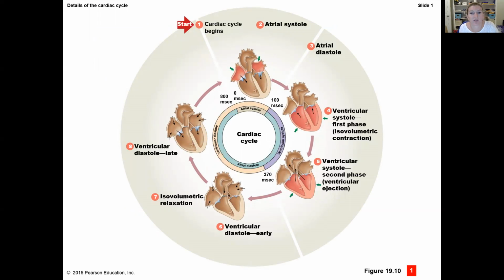I love this diagram. If you're having trouble figuring things out, study this diagram, stare at it, see if you can explain what's going on in each phase. So when our cardiac cycle begins, that's noted by the atrial systole. The actual contraction of our atria marks the beginning of our cardiac cycle. They squeeze the remaining blood that's in them down into the ventricles.